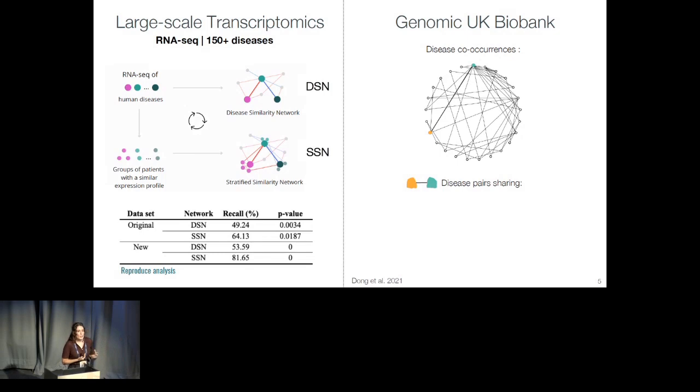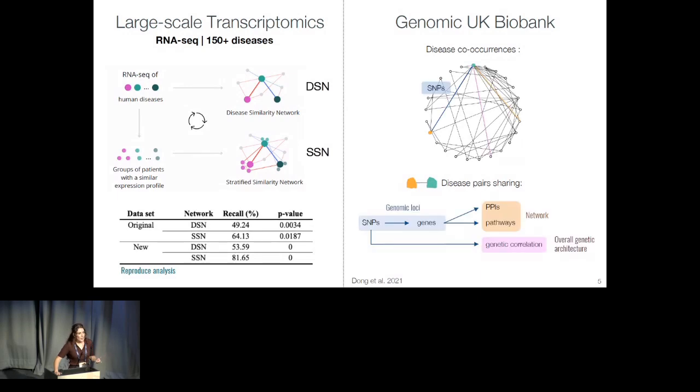Then for genomic information, we used the UK Biobank, and there was a nice paper from Dong et al. that provided the pairs of diseases that co-occur in this population, and also the disease pairs sharing genomic components such as SNPs and other genomic components hierarchically inferred from SNPs, such as genes, protein-protein interactions, pathways, or significant genetic correlations.